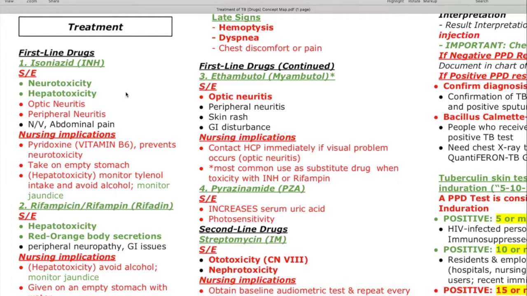So in hepatotoxicity, we have to make sure that we monitor our liver function tests, right? Just to assess the level of toxicity. So nursing implications for INH, we also give vitamin B6 or pyridoxine, and this prevents neurotoxicity. We also have to remember to take it on an empty stomach. Since it causes hepatotoxicity, we really have to monitor our Tylenol intake and avoid alcohol. And we have to monitor for jaundice.